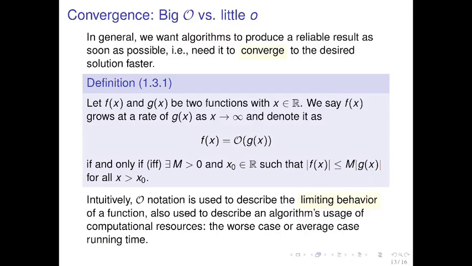In Definition 1.3.1, we said that two functions grow at the same rate if we can represent f of x as big O of g of x, if and only if there exists a large enough number M such that for any value beyond a certain point, we have the same limiting behavior of f of x and g of x, which means that I can bound f of x by some fixed large constant M times the absolute value of g.